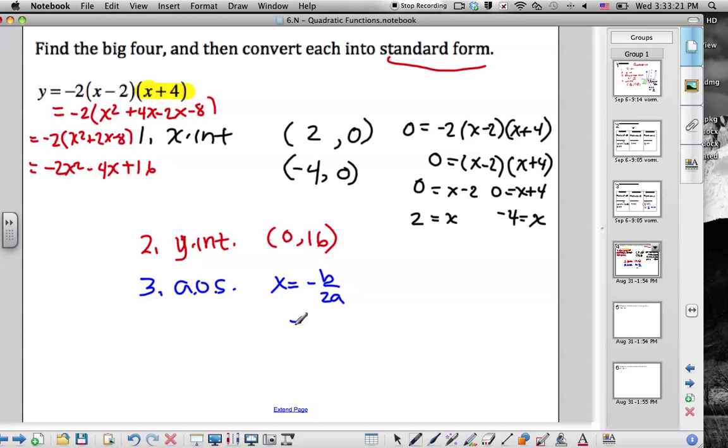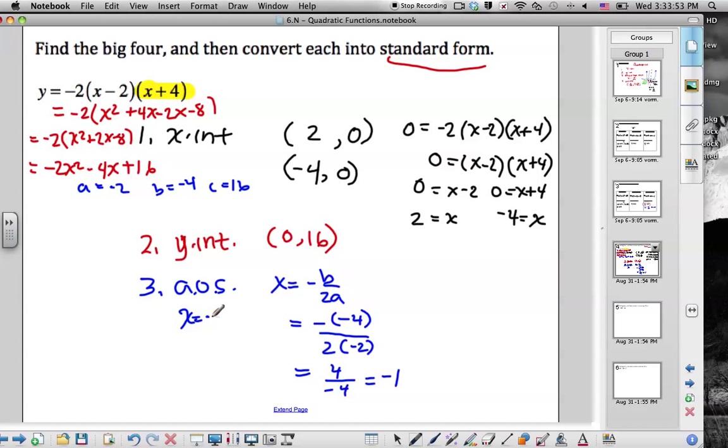Okay, and how do we find a, b, and c? So we could go over here and say a equals -2, b equals -4, and c equals 16. So we have negative, and then for b I put in -4, all over 2 times -2. Just have to watch your signs. This becomes +4 over -4, which is -1. Axis of symmetry is -1.